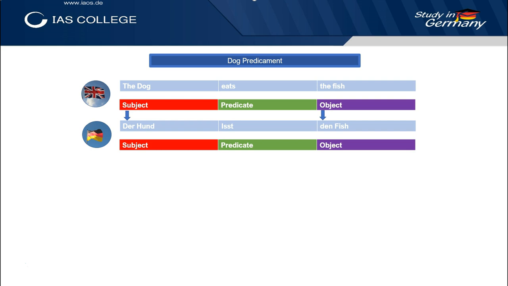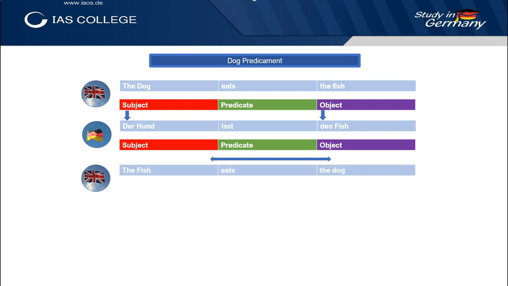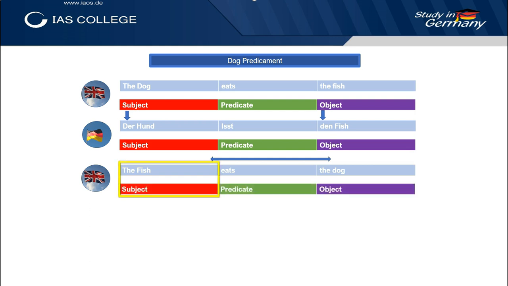Now we want to conduct a little experiment, shall we? We want to swap the position of the object and the subject in every sentence. Now our English sentence is as follows. The fish eats the dog. And following the rules of SPO, the fish is now the subject and the dog the object. The sentence has thus a totally different meaning now.